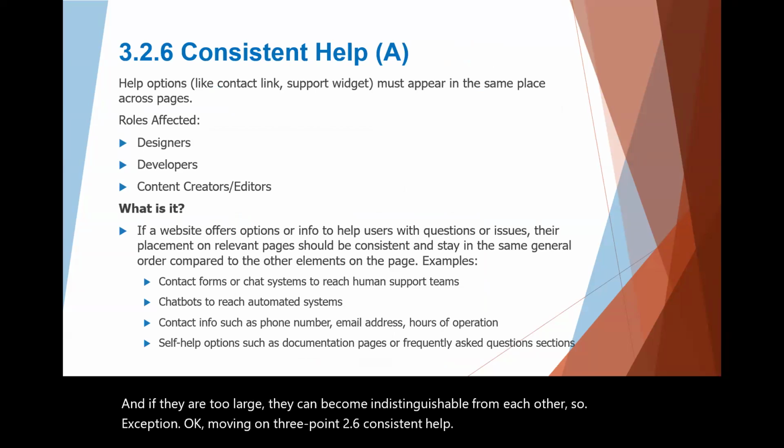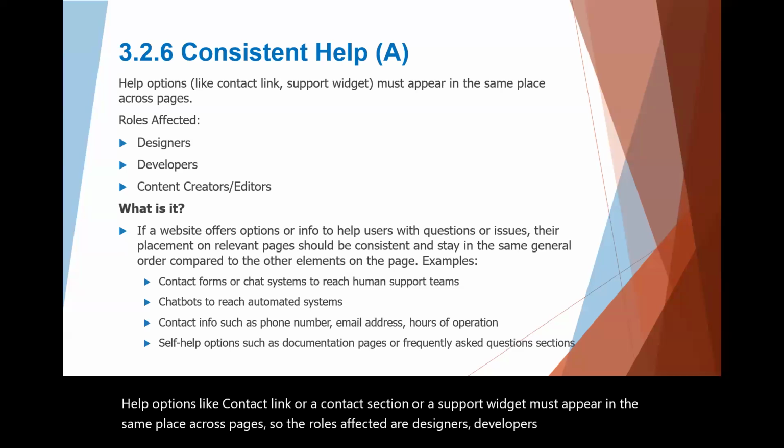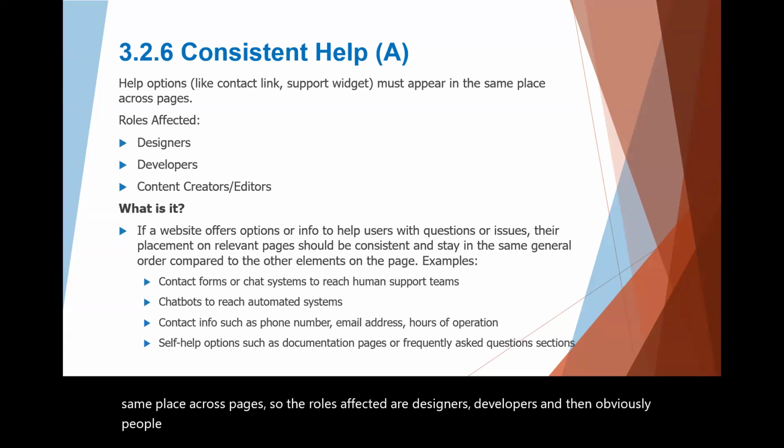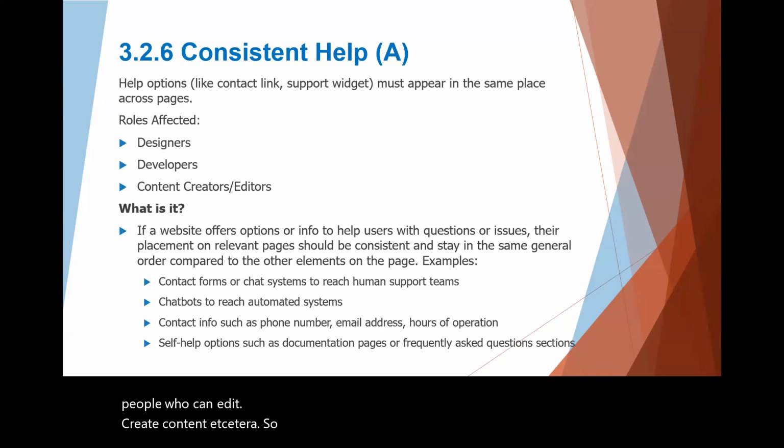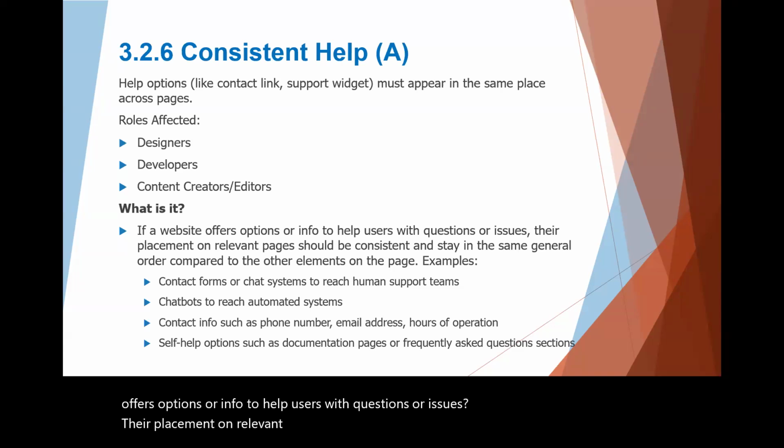Okay, moving on. 3.2.6, consistent help. Help options like a contact link, a contact section, or a support widget must appear in the same place across pages. The roles affected are designers, developers, and then obviously people who can edit and create content. So what exactly, in layman's terms, does this mean? If a website offers options or info to help users with questions or issues, their placement on relevant pages should be consistent and stay in the same general order compared to the other elements on the page.